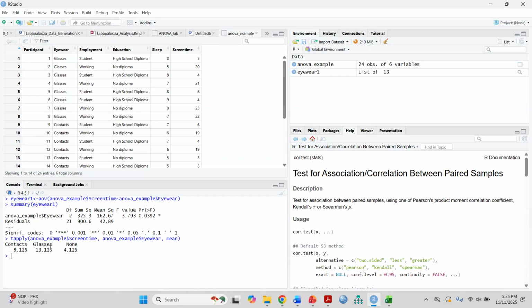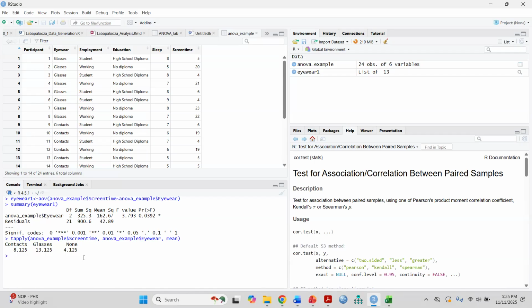Like glasses and none could be different, but then glasses isn't different from contacts, and none isn't different from contacts. Or there could be basically any amount of differences, or not differences, significant differences between these groups. So, okay, I'm just going to tell you this. Hopefully you'll remember it. It's okay if you don't.